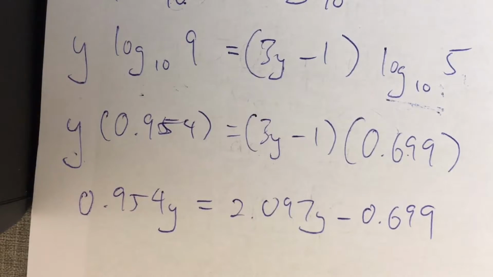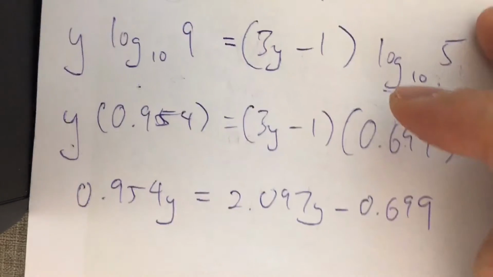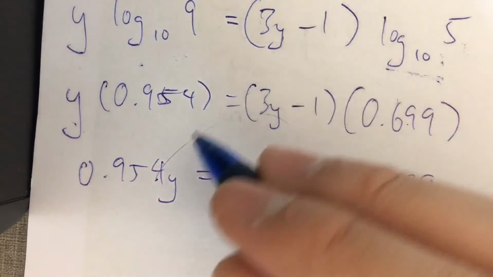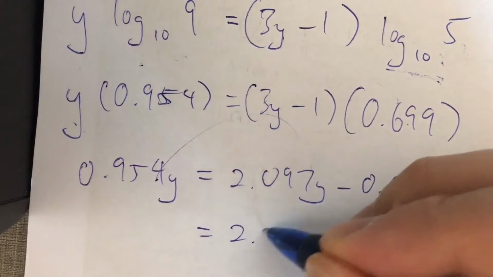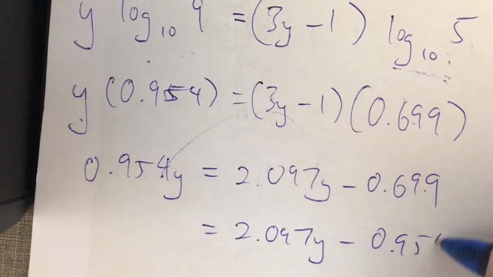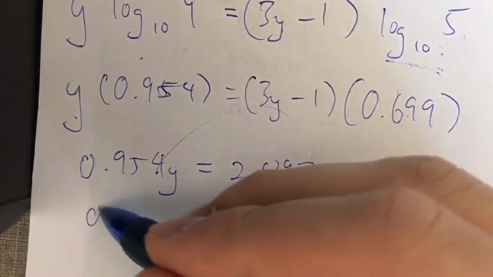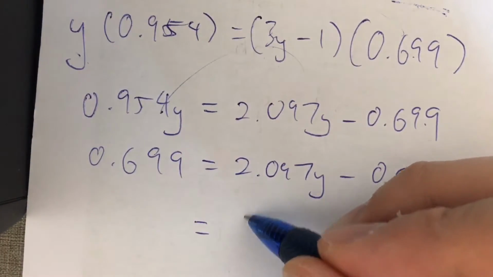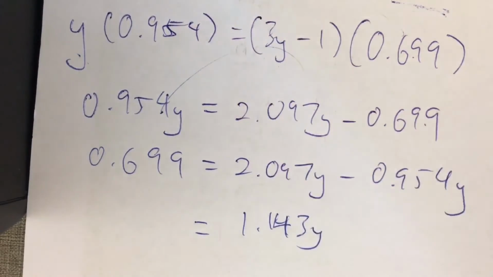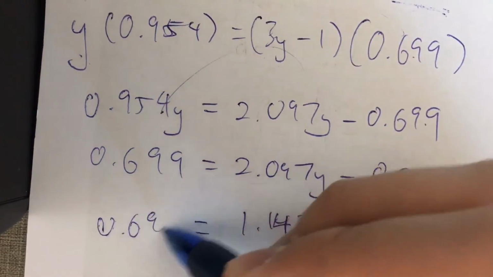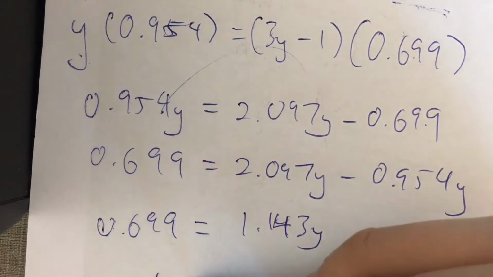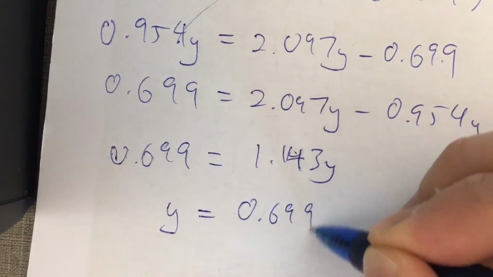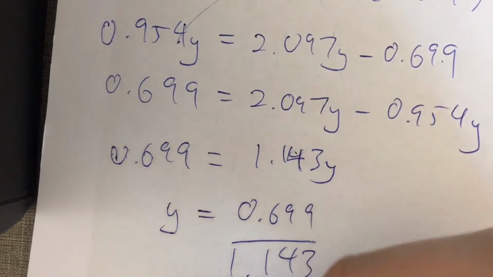So that's it. Sorry, I don't have a calculator, so I can't really show you, but you bring the y's to one side, you bring the plain number to the other side, so it becomes 2.097y minus 0.954y. This one you bring over here becomes 0.699. When you subtract the y's, you will get 1.143y equals 0.699. So how do you solve for y? You divide over to this side, so it becomes 0.699 divided by 1.143, and that is your answer.